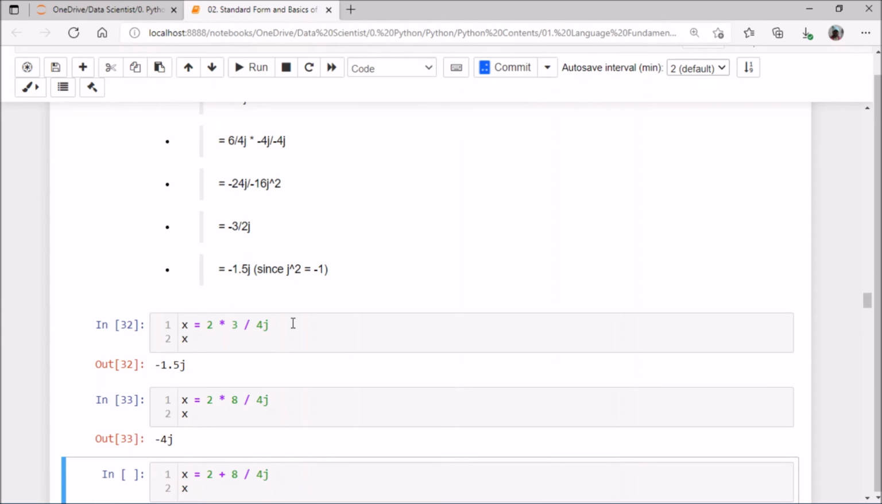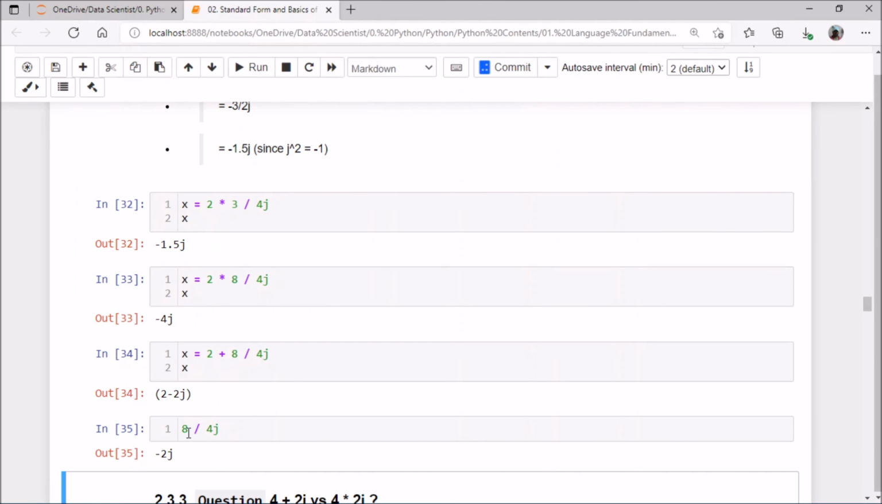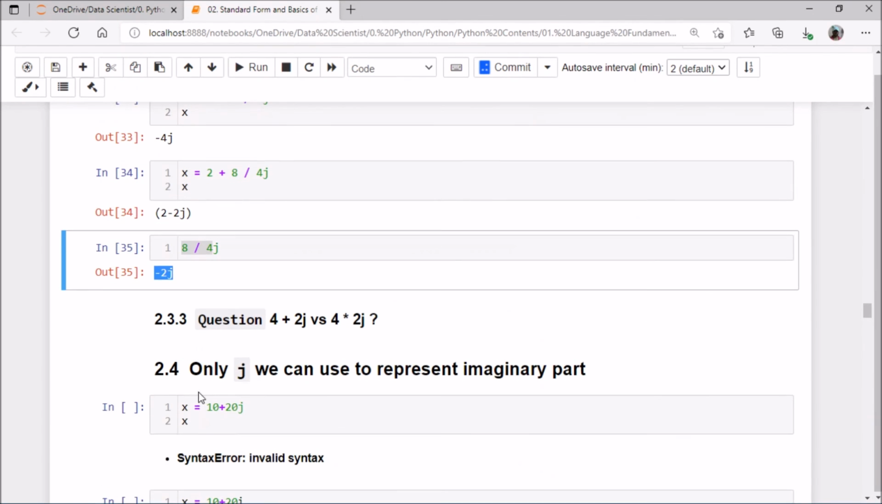In the case of multiplication and division, first we have to multiply with the same number with the opposite sign. If the sign given is positive, then you have to put the minus sign. Okay, and if the sign given is negative, then you have to multiply and divide with the positive sign. So same thing, this is the division part, that's why the negative symbol comes here. Okay, and there is a question: 4 plus 2j versus 4 into 2j. So here is the multiplication part and here is the simple part. This is the simple part, that's why we can say the difference.